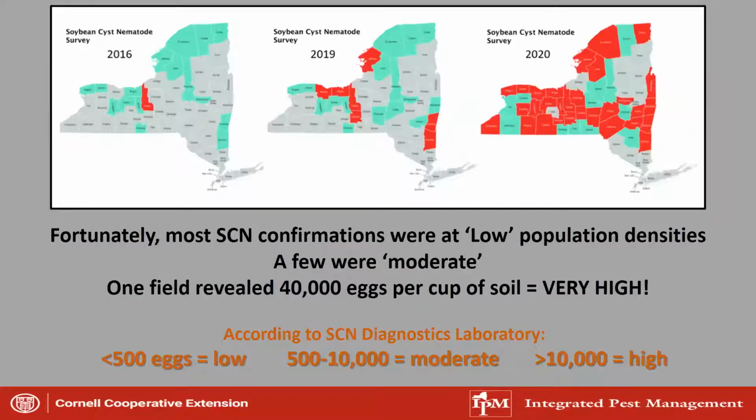But the good news is that most of those fields that tested positive were at low population densities. That's good because we want to keep them low, but there definitely were a handful in the moderate range. And there was one field that was very high, rated at 40,000 eggs, and that's per cup of soil. So you see that the range is less than 500, 500 to 10,000, and greater than 10,000. These are per cup of soil. If you can imagine finding 40,000 eggs in a cup of soil, that's pretty bad, because most of the fields that we found that were positive had about 150 to about 350 eggs per cup of soil.